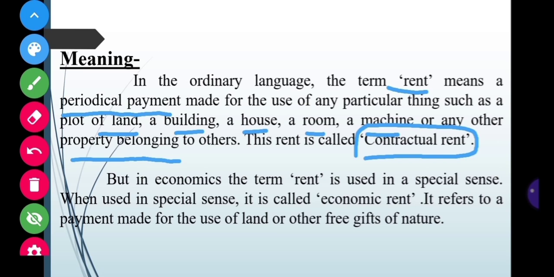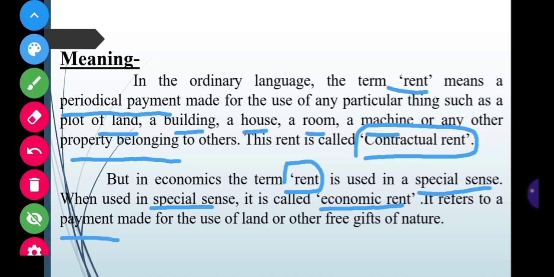This is the general meaning, exactly what we observe in society, and that is called contractual rent. But the term rent differs in economics. In economics, the term rent is used in a special sense. When we use it in the special sense, it is called economic rent, not contractual rent.